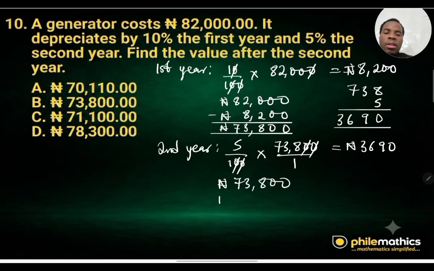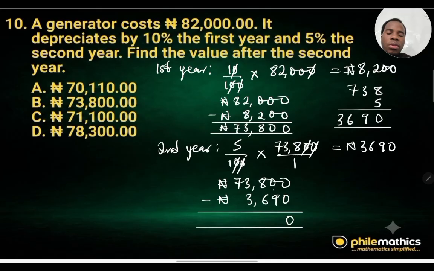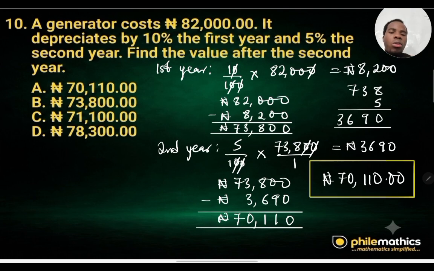And so to look for the value after the second year, we'll have 73,800 minus 3,690. 0 minus 0 is 0. 10 minus 9 is 1. This is 7. 7 minus 6 is 1. 3 minus 3 is 0. This is 7. So it means the value after the second year is 70,110 naira 00 kobo.